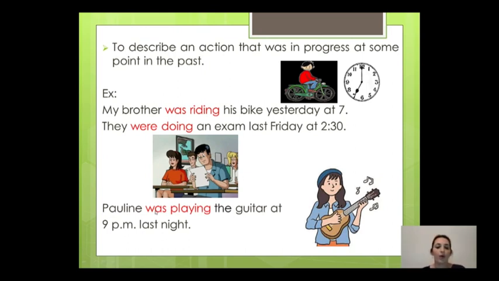Or, Pauline was playing the guitar at 9 p.m. last night. When was she playing the guitar? Last night at 9 p.m.